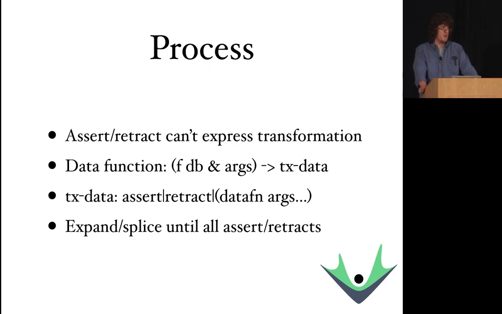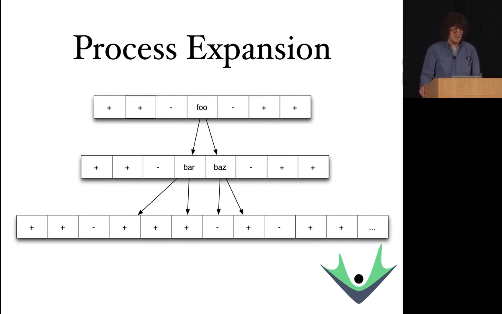And what it outputs is another transaction segment. So a transaction can consist of assertions, retractions, and data function calls. And data function calls, in turn, will be passed to the database and can return assertions, retractions, and data functions. And we expand and splice in the results until it's all asserts and retracts. So it looks like this. You can have a transaction that was assert, assert, retract, a call to the data function foo, retract, assert, assert. And then foo could have expanded into calls to data functions, bar and baz. And bar and baz could then in turn expand eventually into assertions and retractions.